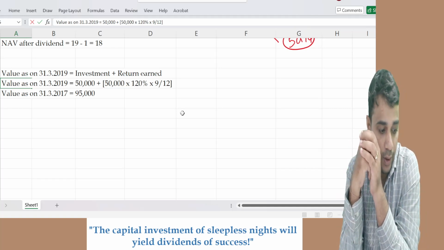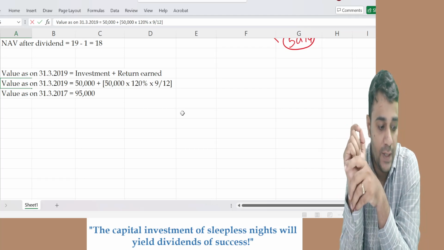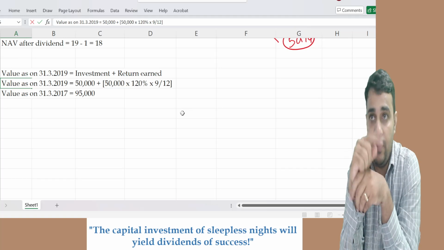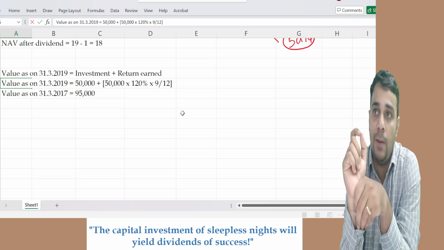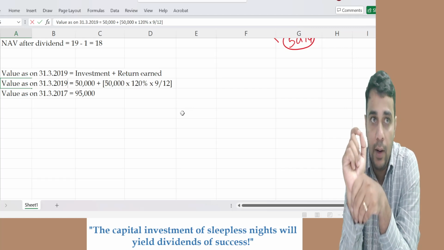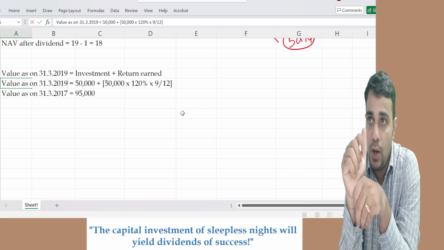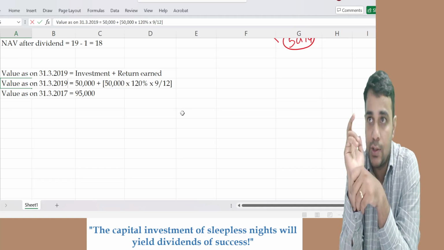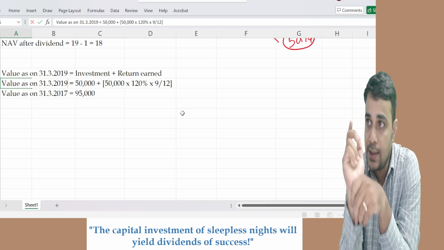Okay, there is a doubt in live online. Why are we deducting 1 rupees in NAV after dividend? That is what, when I explained the concept, I said NAV will fall by the amount of dividend. Why does it fall? Because either your liabilities increase or your assets go down.